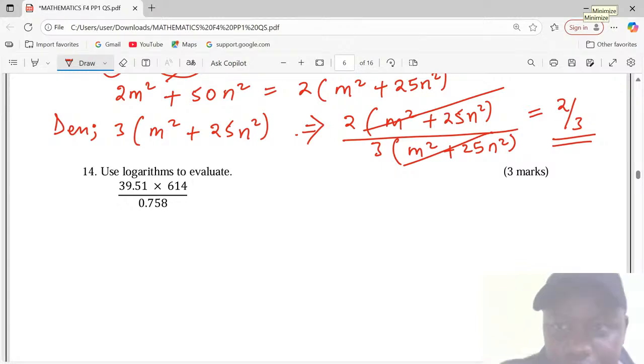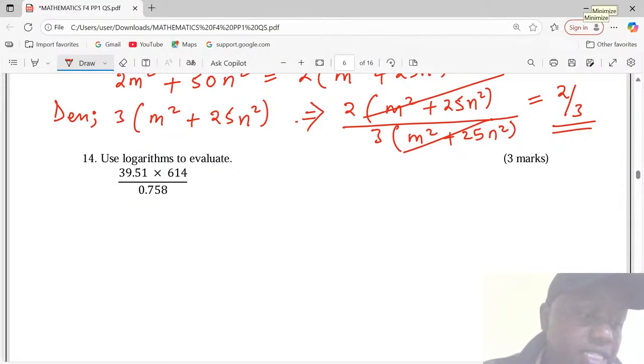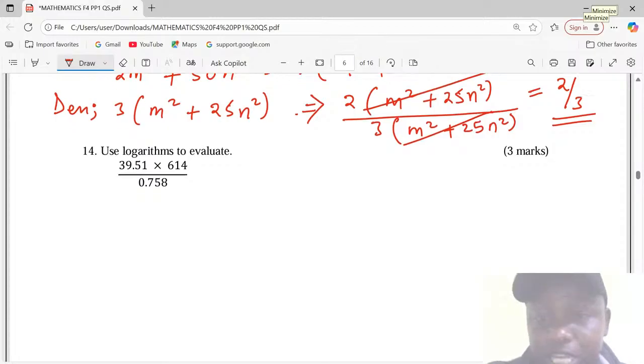I'm going to ensure that I post the math table so that we read from the math table the question that is following now. This is number 14. Use logarithms to evaluate. Logarithms can be from the calculator or from the mathematical table.